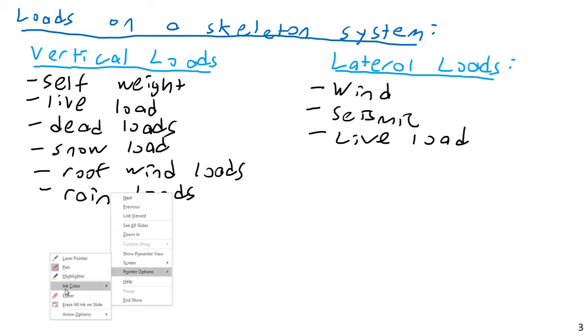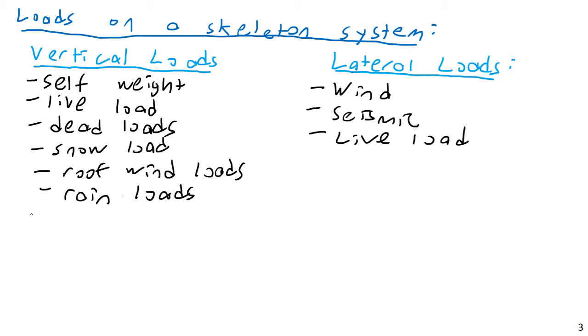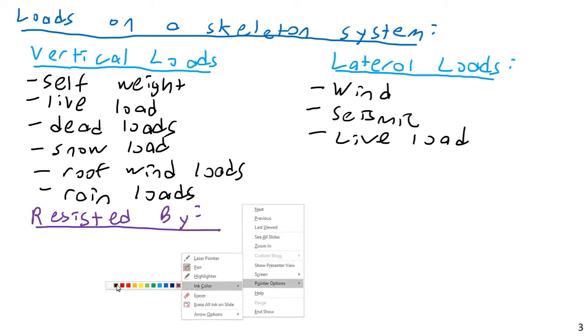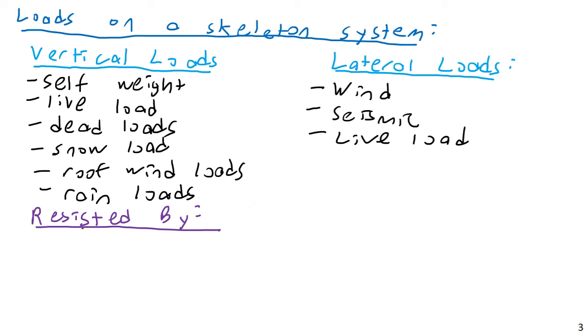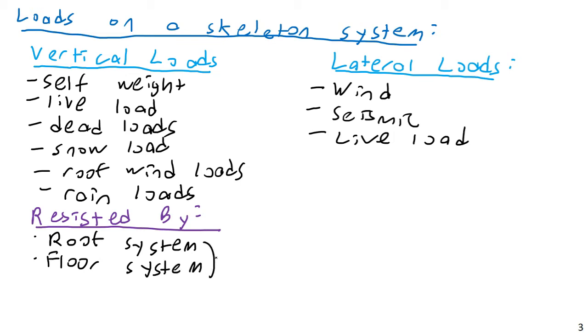So how are these resisted? Well, the vertical loads are resisted by a very clear, direct load gathering process. Say roof loads are gathered by the roof system, and any vertical loads in the interior of the building are gathered by the floor system. Then they're passed to the columns, and then the vertical loads are passed directly to the foundation.